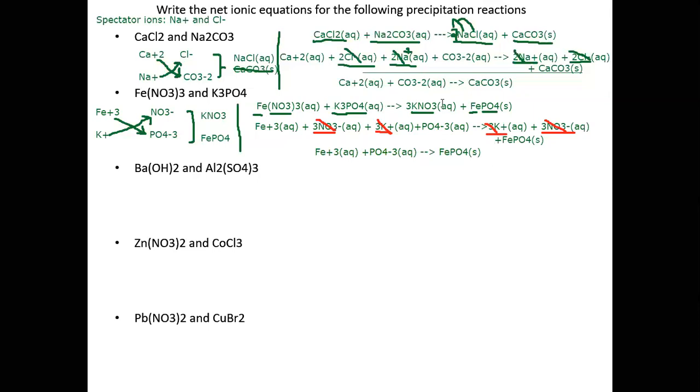So again, the first equation is called the molecular equation. All the reactants and products are written in the neutral form. Second equation is the total ionic equation, where we break apart the aqueous compounds into their ions. And the third equation is the net ionic equation, where we remove the spectator ions.